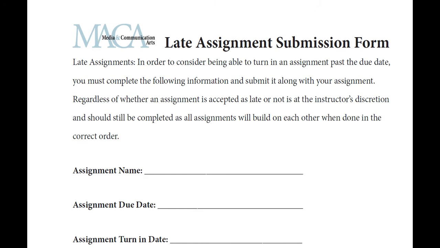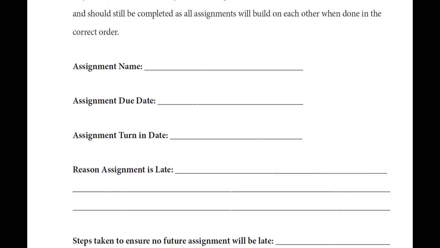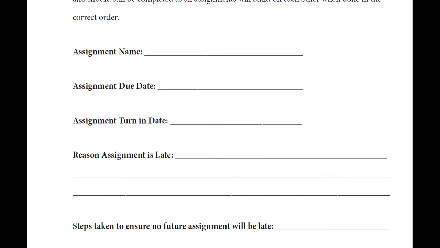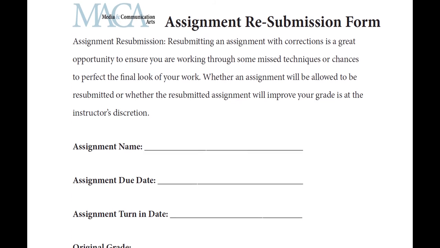Cool. If you turn in an assignment late, you have to turn in this late assignment submission form with it. Okay, so the assignment is due, let's say, on Wednesday. You turn it in on Monday. You will turn in this form saying, here's the assignment, here's why it's late, here's why I will never do that again. Okay?